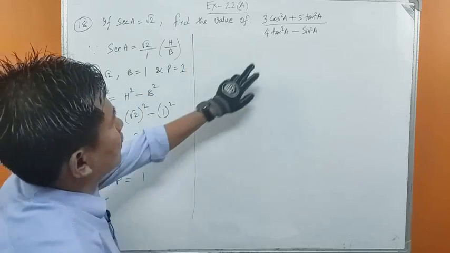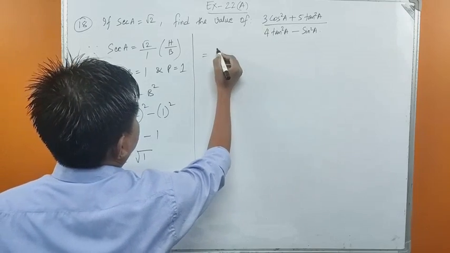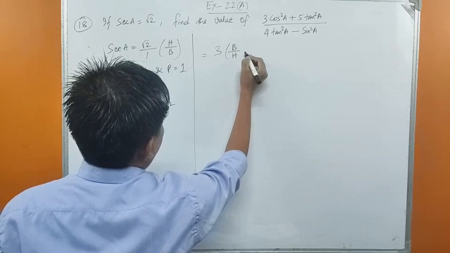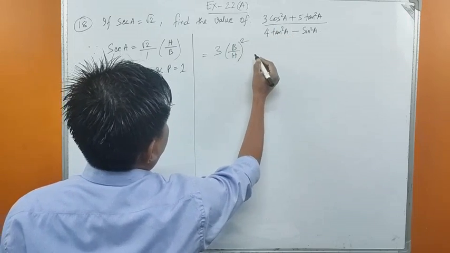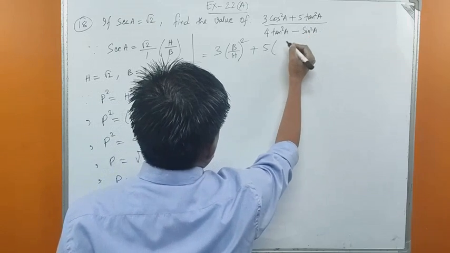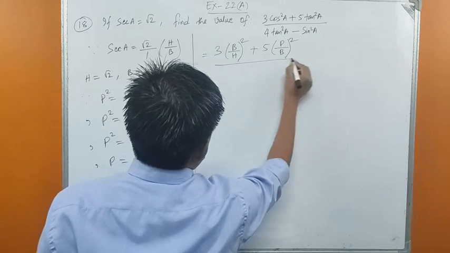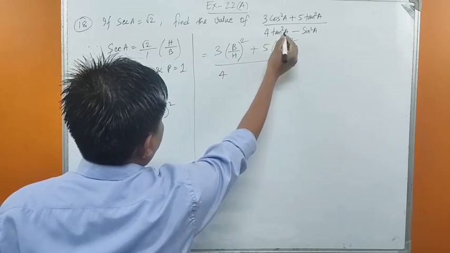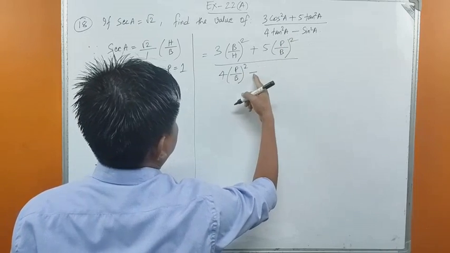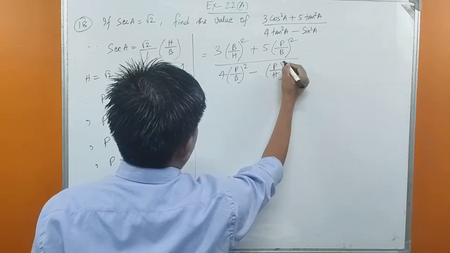Now we are asked to find the value of this expression, so let us straight away write the values. 3 cos theta means base upon hypotenuse, so cos square, we put the square here, plus this 5 we write as it is, into tan theta means perpendicular upon base, whole square, whole upon 4, we write as it is, tan theta means perpendicular upon base, whole square, minus sin theta means perpendicular upon hypotenuse, whole square.